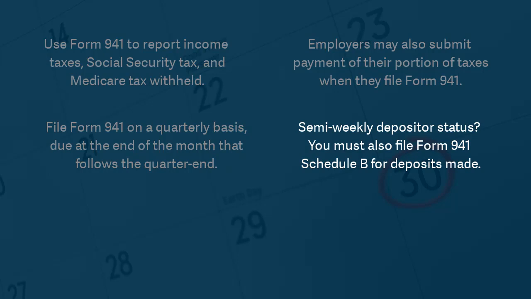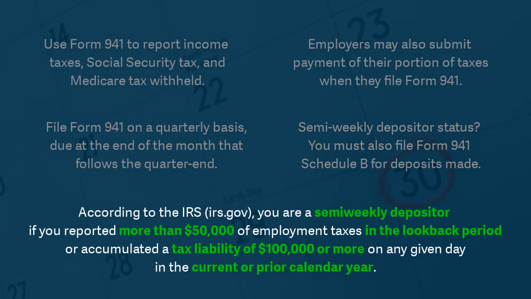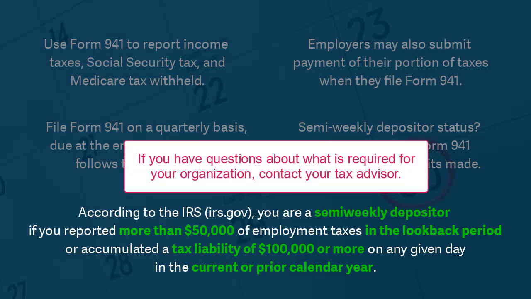Employers who are designated as semi-weekly depositors must also file Form 941 Schedule B, which shows the semi-weekly deposit amounts. According to the IRS website, you're a semi-weekly scheduled depositor if you reported more than $50,000 of employment taxes in the look-back period or accumulated a tax liability of $100,000 or more on any given day in the current or prior calendar year. If you have questions on when or how your company needs to file, contact your tax advisor.